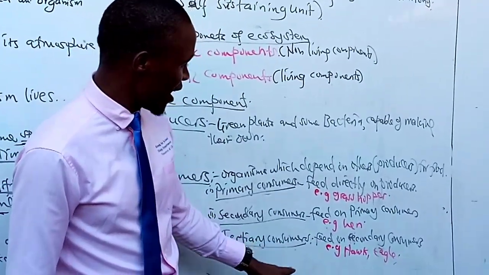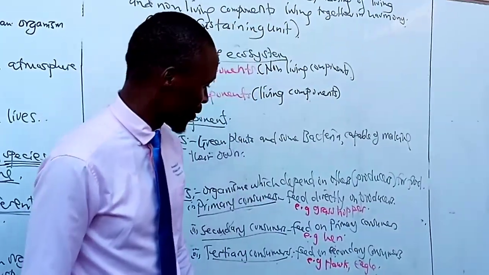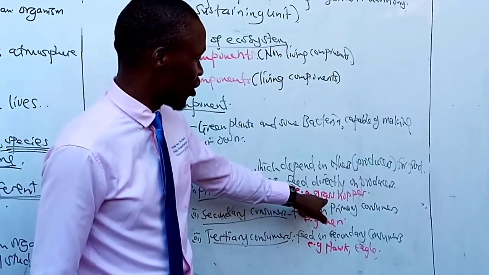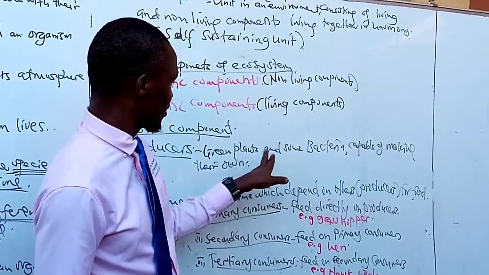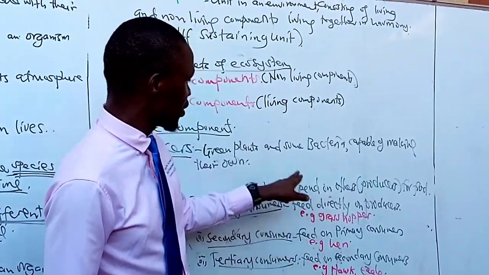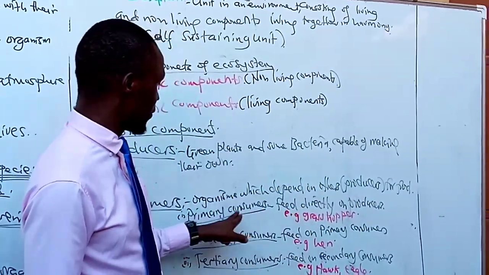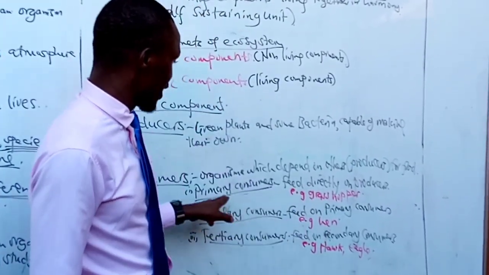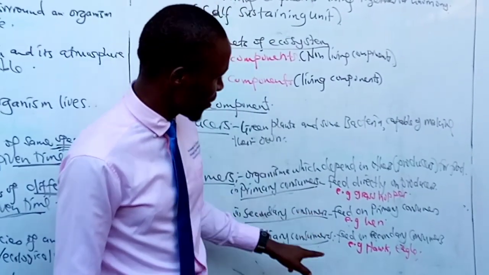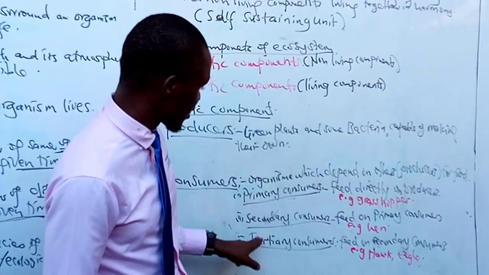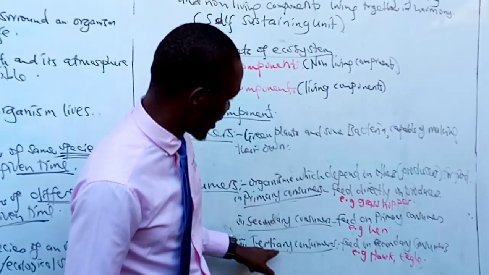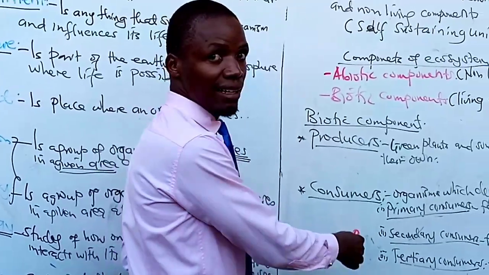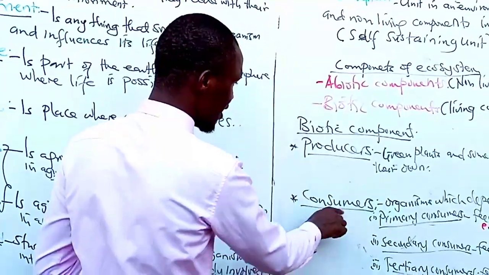So a tertiary consumer is a consumer which feeds on a secondary consumer. An eagle feeds on a hen. A hen feeds on a grasshopper. A grasshopper feeds on the grass, which is a producer, so the grasshopper is a primary consumer. A hen which feeds on a primary consumer is called a secondary consumer. Then an eagle which feeds on a secondary consumer, that is a hen, is called a tertiary consumer. Those are the categories which fall under the consumers.